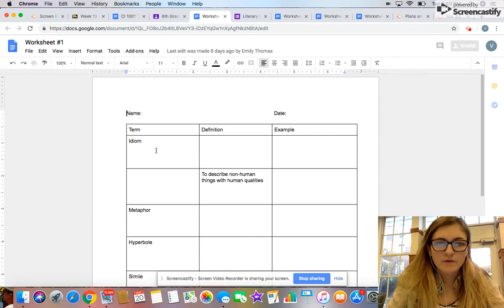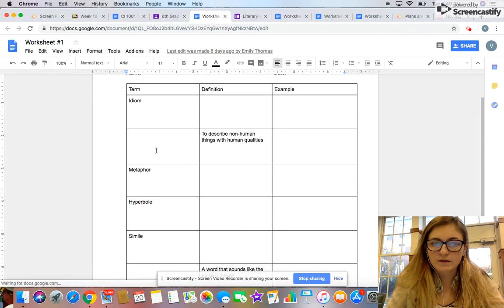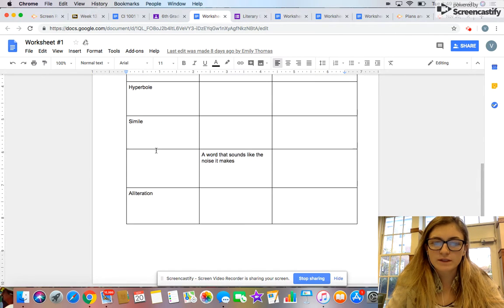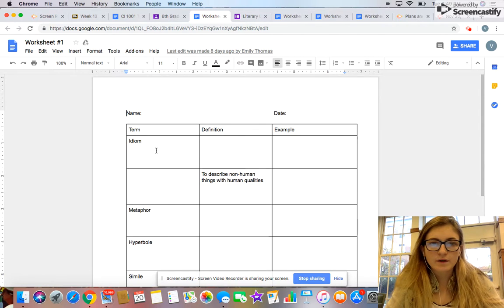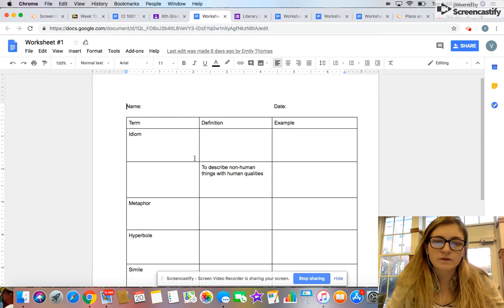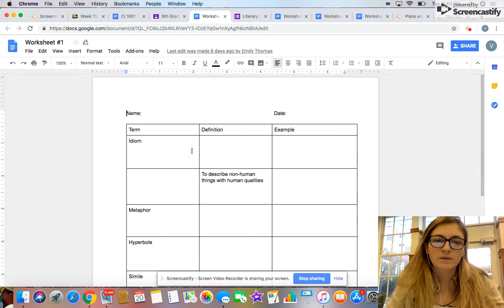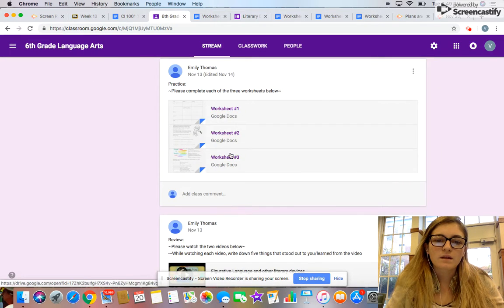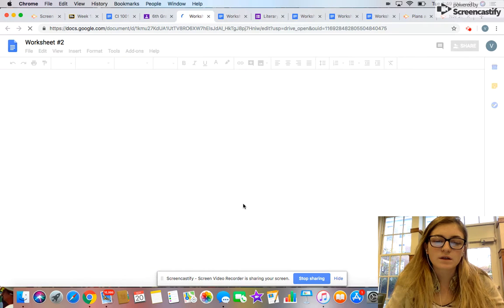Our first one is super simple. It's definitions and examples. We did something like this earlier, but it's a great way to have each student know what the definitions are and go through it again. Not only can you go through it as a teacher, but they can individually do it themselves, which is fabulous. And then the next thing is the second worksheet.